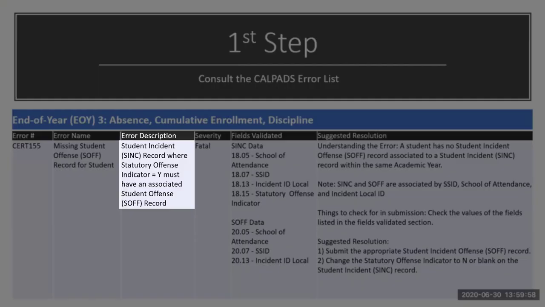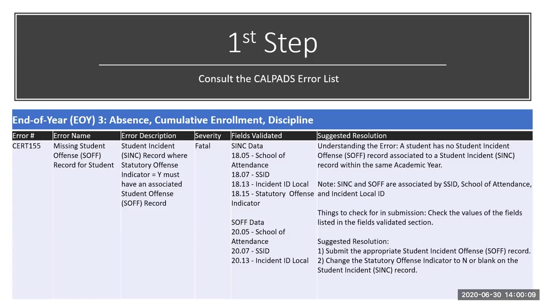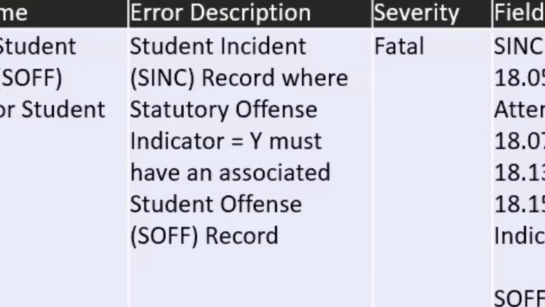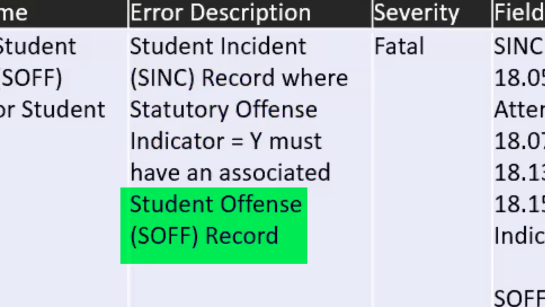You can match the error number and name to what you're seeing in CALPADS. The error description, student incident record where statutory offense indicator equals Y, must have an associated student offense record, indicates what your problem is, okay? Since we have a sync record and the statutory offense indicator has a yes value, therefore, we're going to have to report what offense that was through the student offense record. It's pretty straightforward.